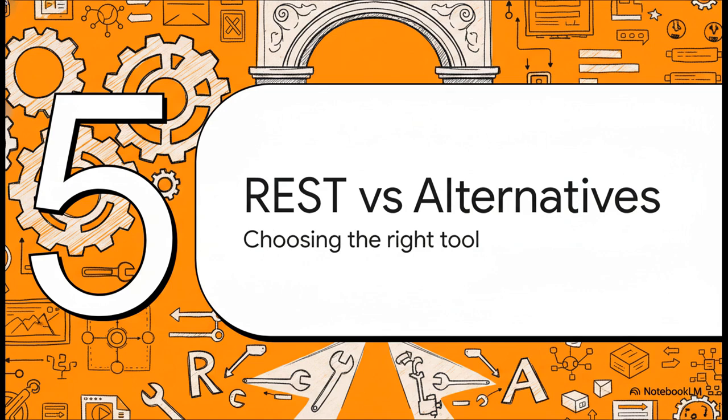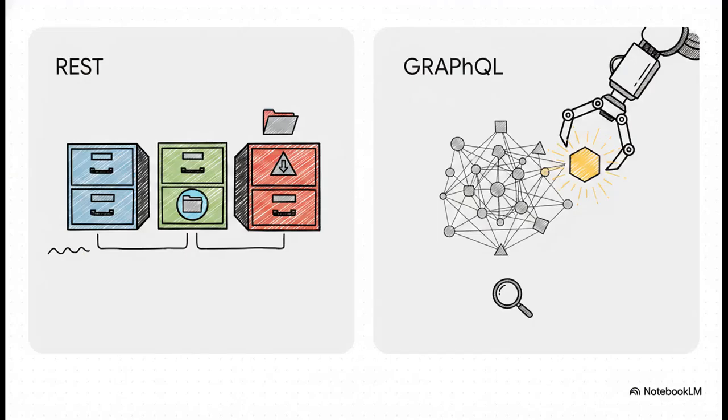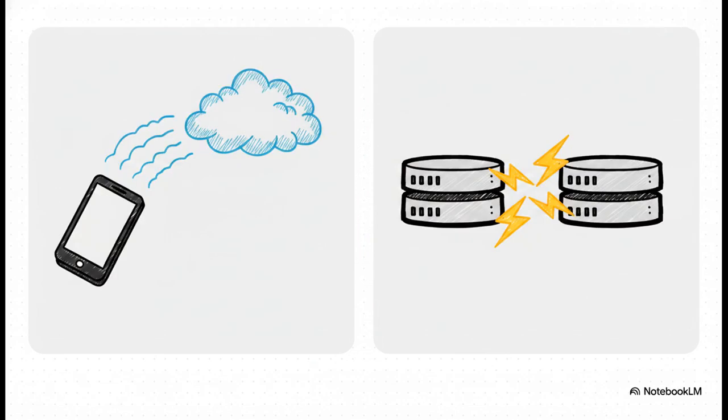Section 5. REST versus the alternatives. First up, we're weighing REST against GraphQL. GraphQL usually has just one single endpoint, where the client asks for exactly the data it needs. This makes it amazing for highly complex front-end data needs where you really want to reduce overfetching. However, REST remains much simpler, it's incredibly caching friendly, and honestly, it's way easier to maintain for standard business systems and clear CRUD resources. Next, we have gRPC.